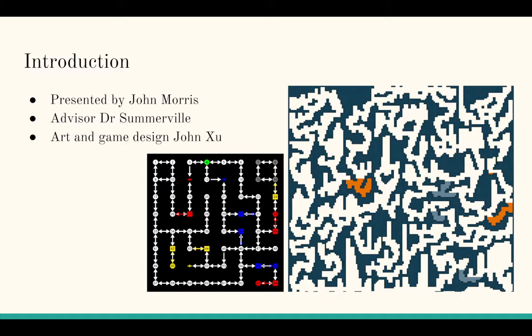And then over here on the left is an example of the first step into creating the actual map on the right. So we have a graph that then dictates the map on the right. And I'll go through all of this.